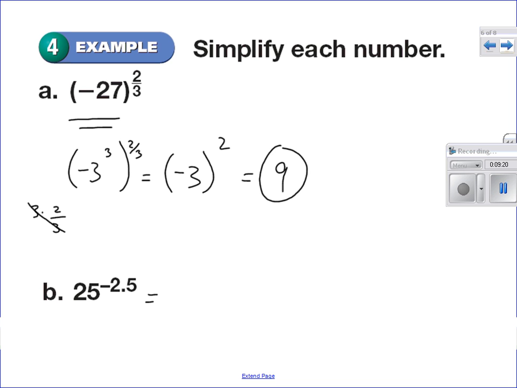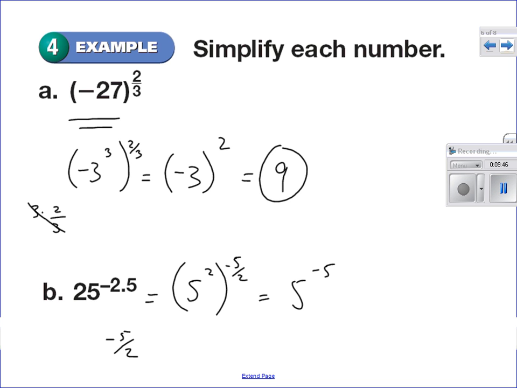Okay? Let's go ahead and practice with the same thing down here. 25, I know that that's 5 squared, right? So 5 squared, negative 2.5 is negative 5 over 2. Okay, so negative 5 over 2. So we multiply those, and we get, let's see, 5 to the 2's cancel, and I get 5 to the negative 5.